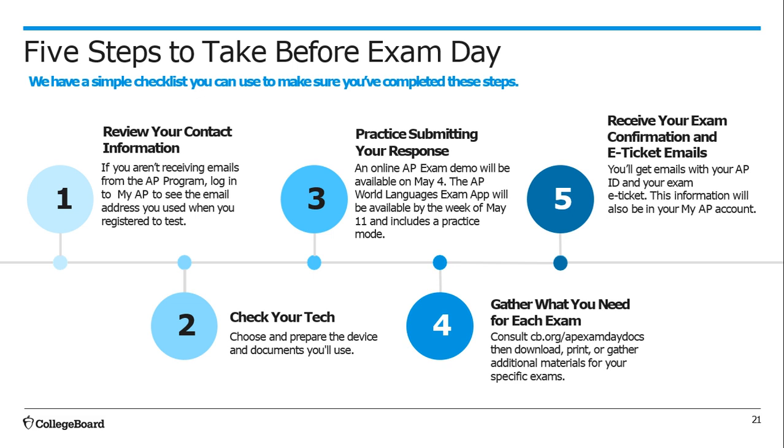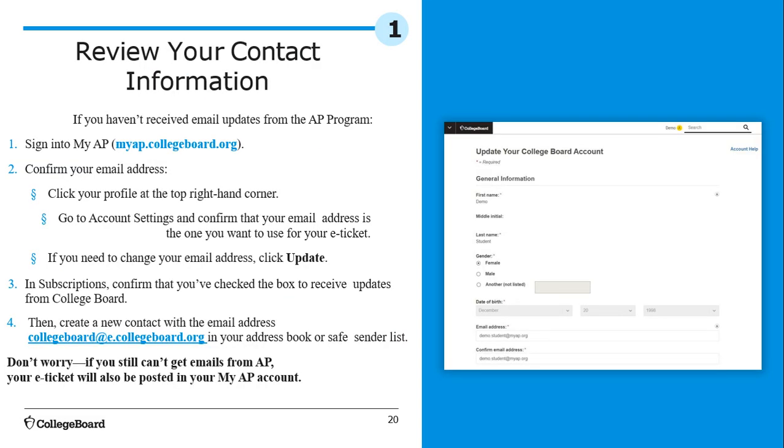Consult cb.org, AP Exam Day Docs, additional materials for your specific exam, things like equation sheets. You want to have your quick reference guides around. You want to have some other resources that you may need. Receive your exam confirmation and email tickets. You get emails with your AP ID and your exam e-ticket. This information will also be in your My AP account.